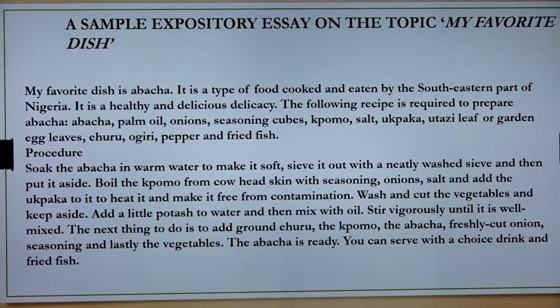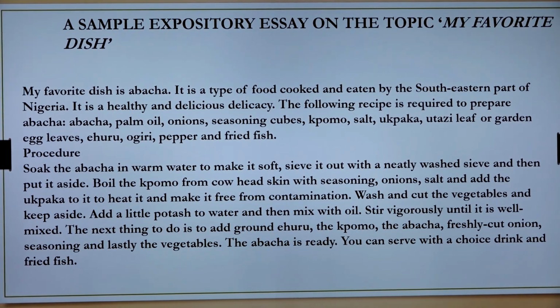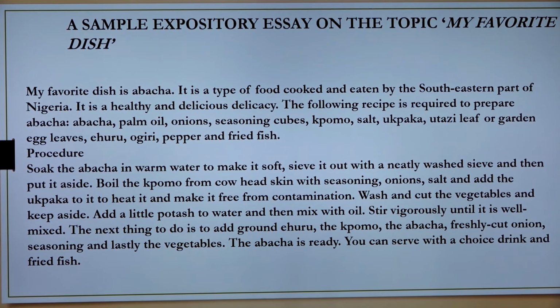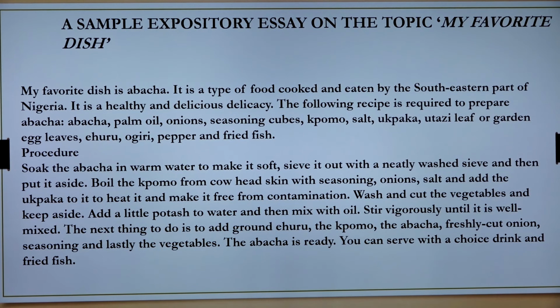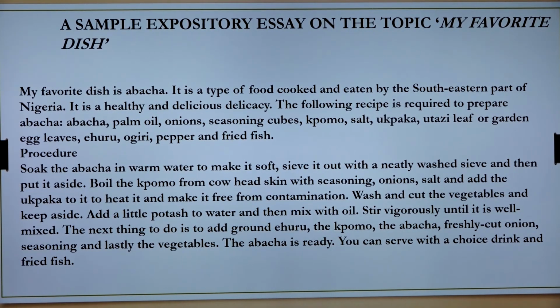My favorite dish is abacha. It is a type of food cooked and eaten by the southeastern part of Nigeria. It's a healthy and delicious delicacy. The following recipe is required to prepare abacha. Palm oil, you have the abacha, that is the main recipe. We have the onion, seasoning cubes, we have pomo, we have salt.